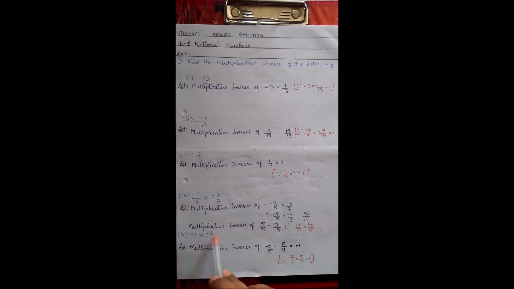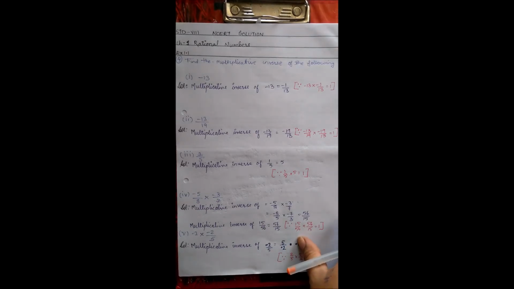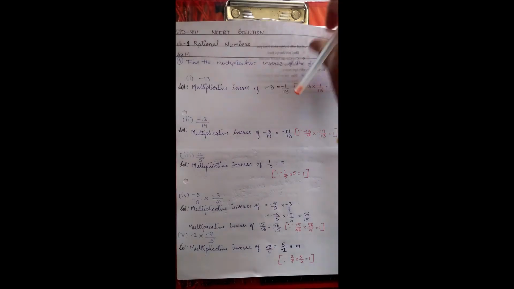Minus 1 into minus 2 upon 5. Multiplicative inverse of 2 upon 5 is 5 upon 2. Now moving to the next, minus 1. Multiplicative inverse of minus 1 is minus 1.